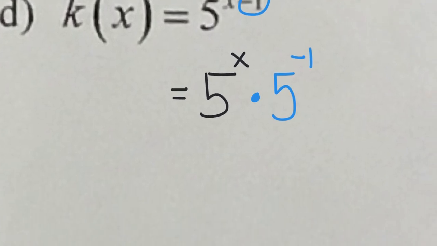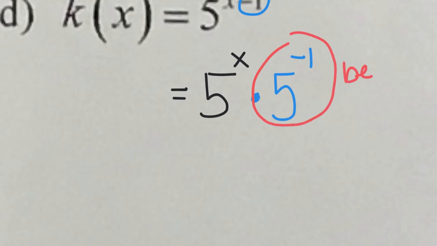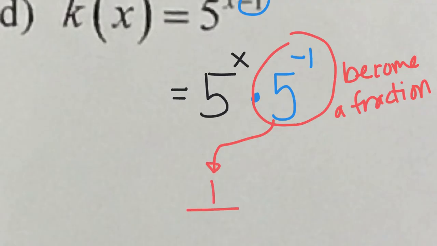So what did we say about something raised to a negative power? We said that this will become a fraction. Anytime we have something raised to a negative power, it's going to become a fraction. 1 over 5 to the positive 1st power. Okay? So the thing that becomes positive is the power. So 1 over 5 to the positive 1st power.